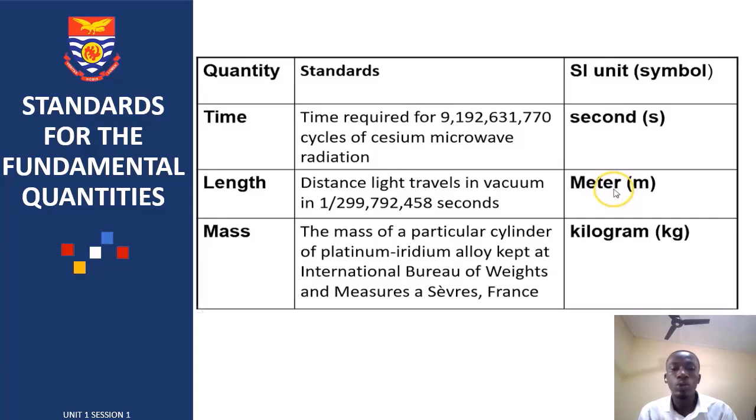For the standard of mass, the mass of a particular cylinder of a platinum iridium alloy is kept at the International Bureau of Weights and Measures at Sevres, that's France, and the unit is kilogram. And these are the international standards that we use. So every system that you buy and bring into Ghana, there's also a standard authority that we have in Ghana that checks the weight. And with time, when you use an instrument, you have to send the instrument to that place to be calibrated. They have their standards there.